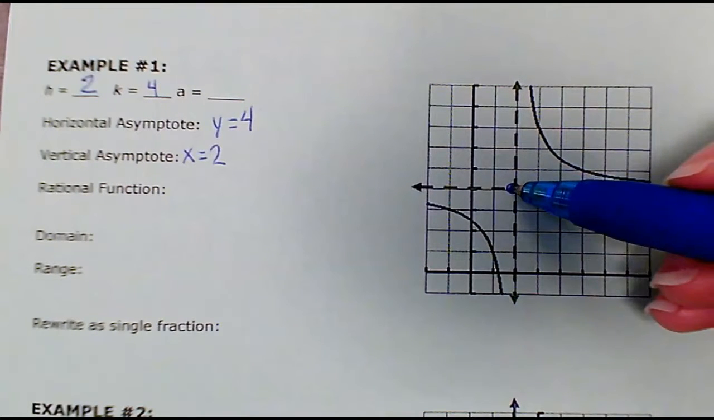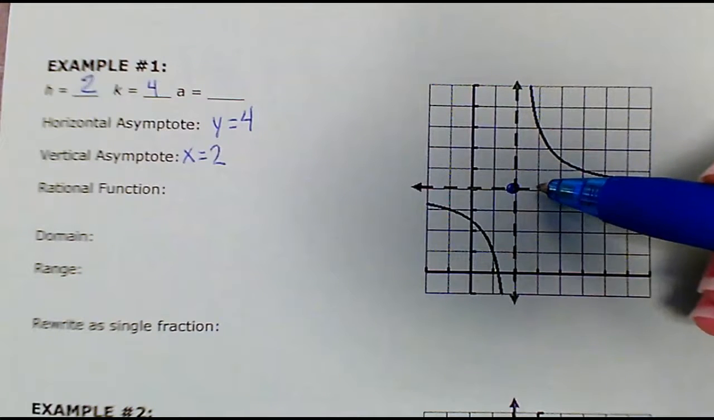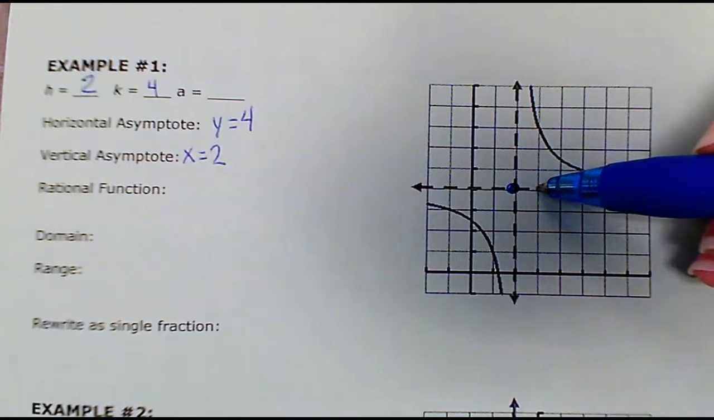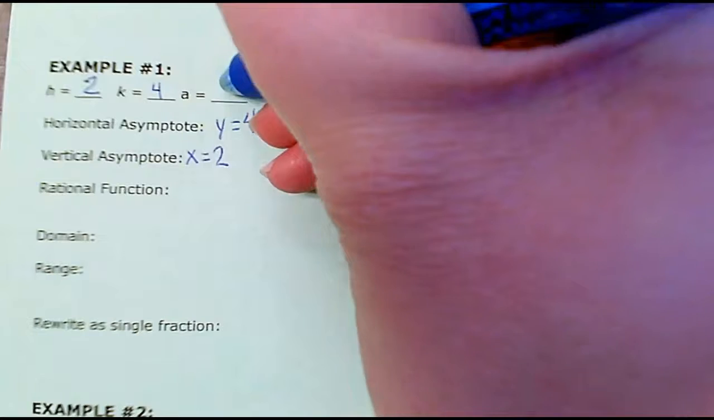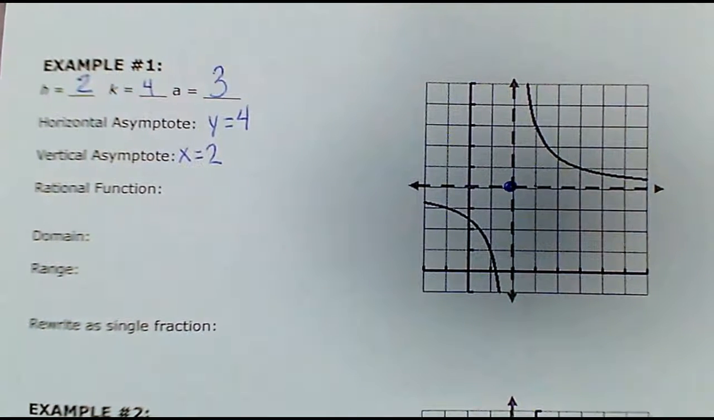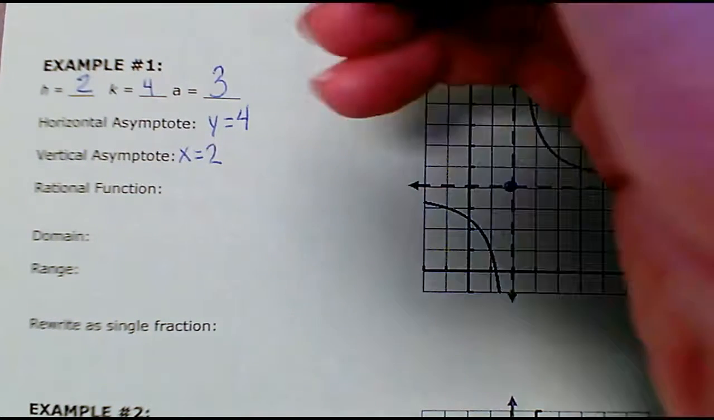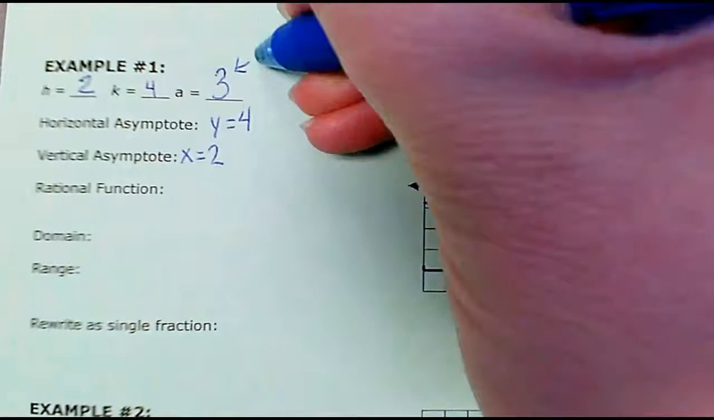The intersection of the asymptotes. How many values do you go to the right? 1. And then what do you do from here? Count up. So 1, 2, 3. What is your a value? Not 1 over 3. Just 3. It's the amount that you go up. So how much you went up.